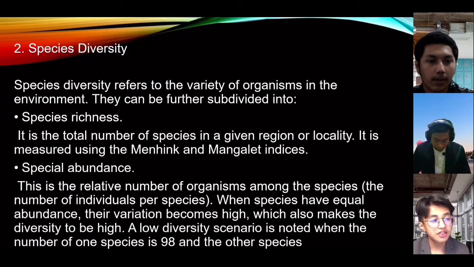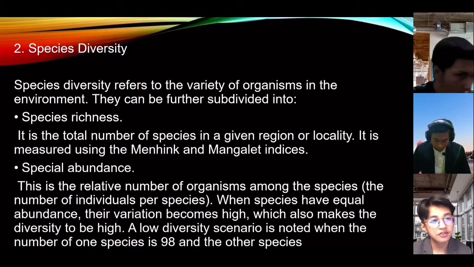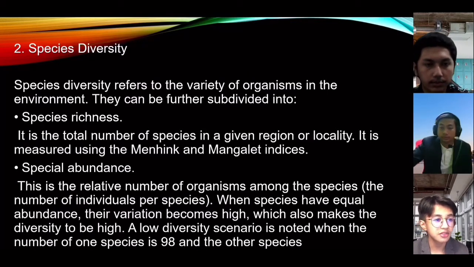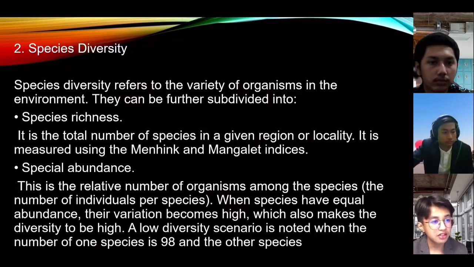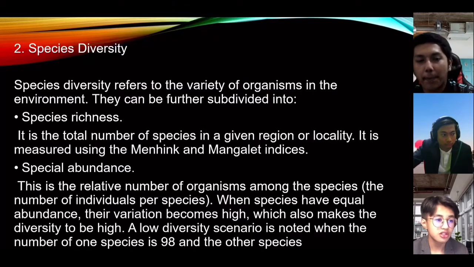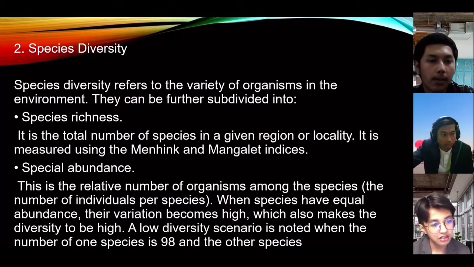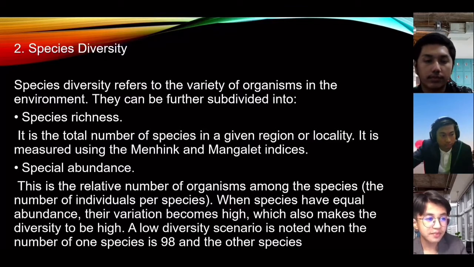Two, species diversity. Species diversity refers to the variety of organisms in the environment. They can be further subdivided into species richness. It is the total number of species in a given region or locality. It is measured using the Menhinick and Margalef indices. Species abundance. This is the relative number of organisms among the species, the number of individuals per species.